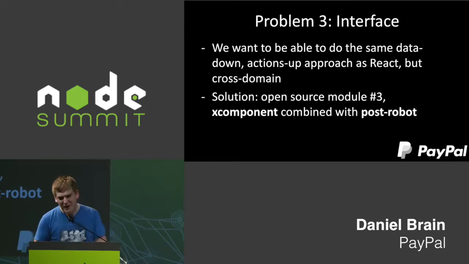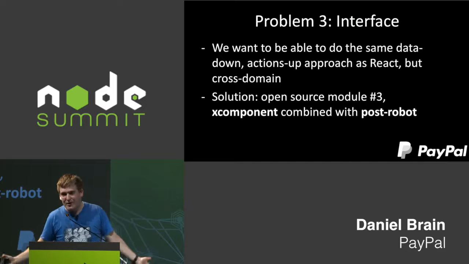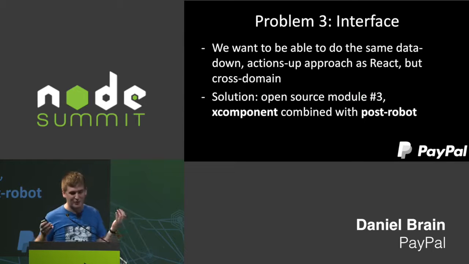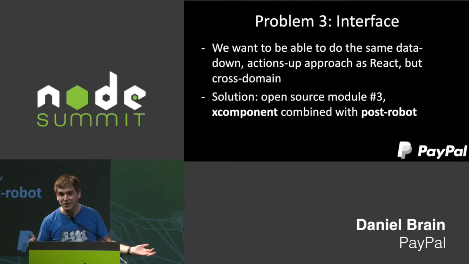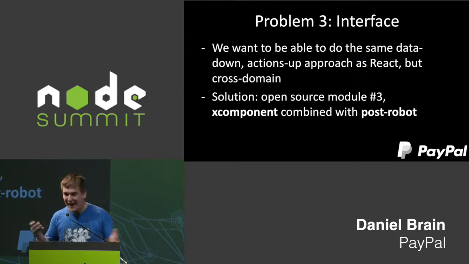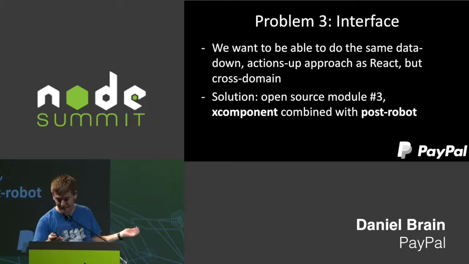important. So the third problem that I already mentioned was creating a good interface for all of this. We wanted to be able to do the same kind of thing as React. So we wanted to be able to do data down, actions up. But obviously, it's cross-domain, right? So it's a little bit more of a difficult problem to solve. So we came up with this module called XComponent, which actually lets me create a kind of cross-domain component, and it uses PostRobot to pass down all of the data that component needs, including callbacks, because remember, PostRobot now supports functions. So I can have this nice React interface where I pass down functions, and I get callbacks back, and it feels like I'm totally native, even though it's really running an iframe or a pop-up.